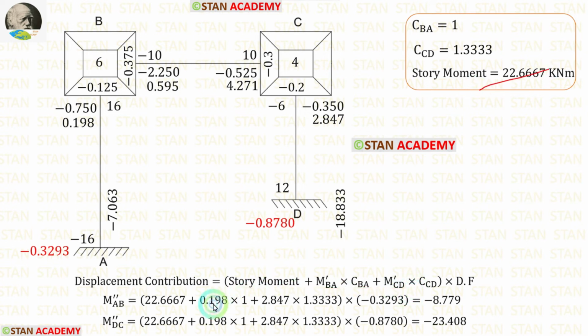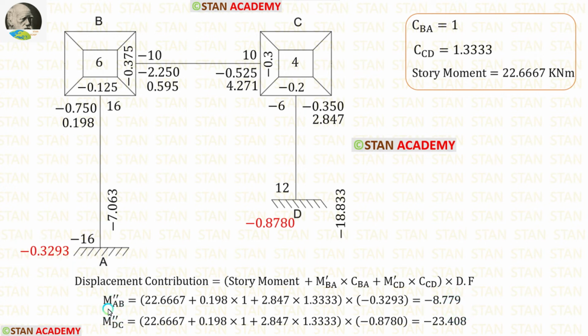Let us apply the story moment. M dash BA is 0.198, CBA is 1, M dash CD is 2.847, CCD is 1.3333. The displacement factor for the column AB is minus 0.3293. After the calculation, we are getting M double dash AB.